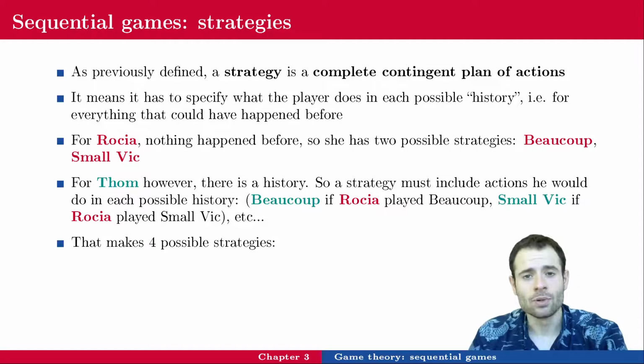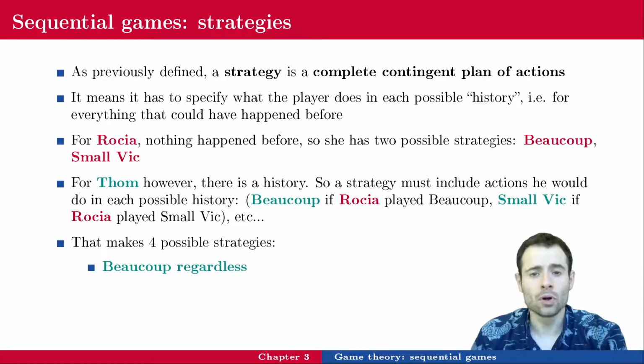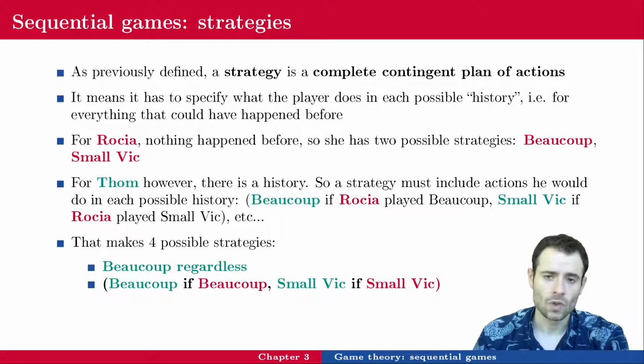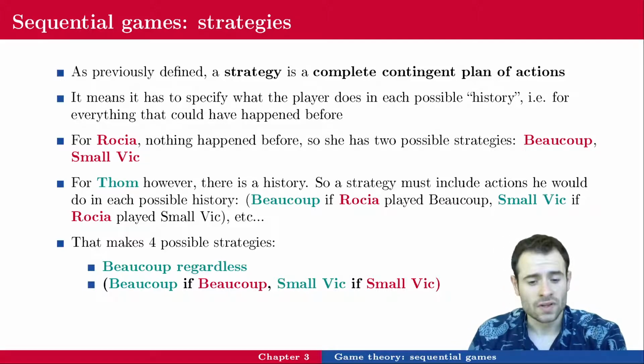In our example, that makes four possible strategies for Tom. He can go to Beaucoup regardless, so going to Beaucoup whether Rosia went to Beaucoup or Small Victory before. Then he could also go to Beaucoup if Rosia went to Beaucoup. This is why here I put Beaucoup in red. That corresponds to Rosia's previous move. And he might decide to go to Small Victory if Rosia went to Small Victory.